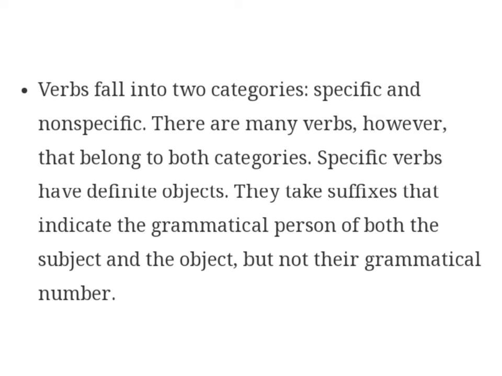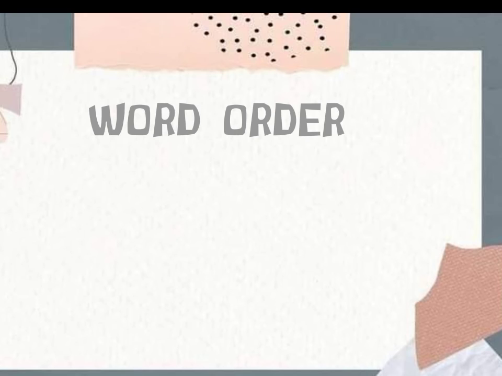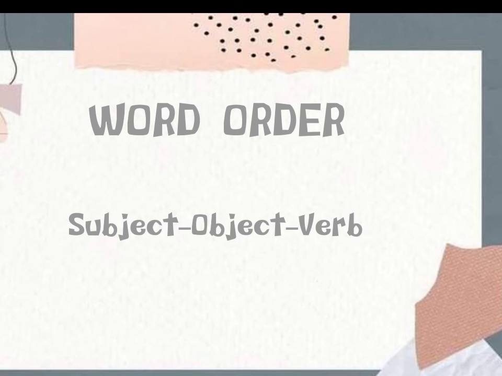Specific verbs have definite objects. They take suffixes that indicate the grammatical person of both the subject and the object, but not their grammatical numbers. The normal word order is subject, object, verb.